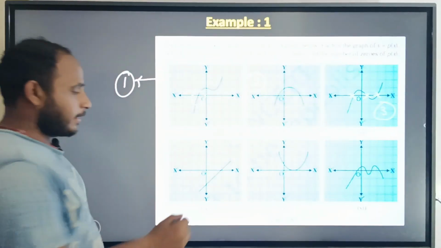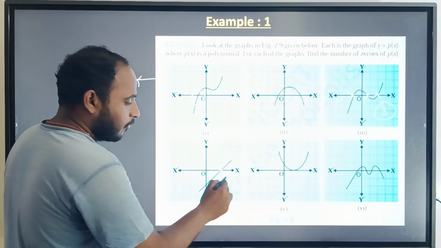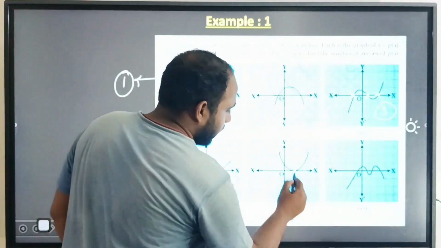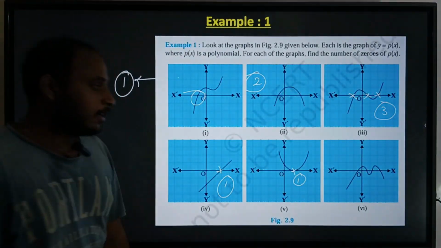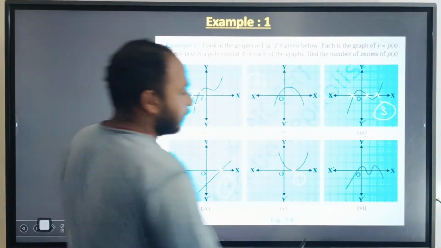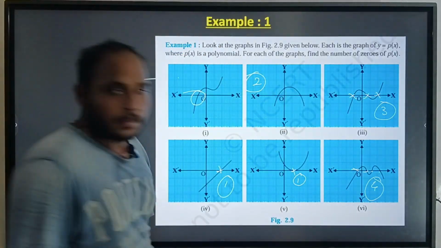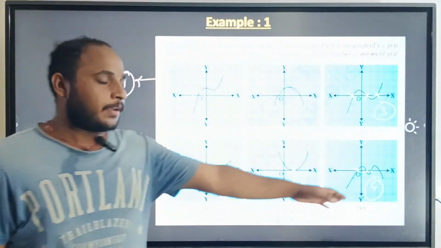Here, the graph cuts the x-axis at only 1 point. Therefore, the number of zeros is 1. Here, the graph cuts the x-axis at exactly 1 point. Therefore, the number of zeros is 1. Here, the graph cuts the x-axis at 1, 2, 3, 4 points. Therefore, the number of zeros of this polynomial p of x is 4.